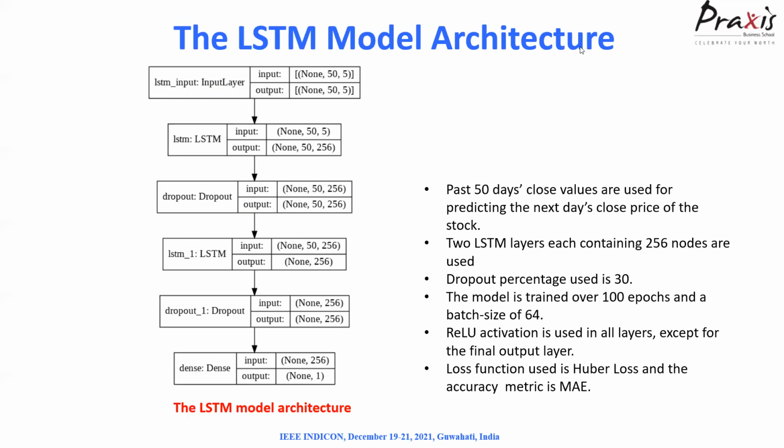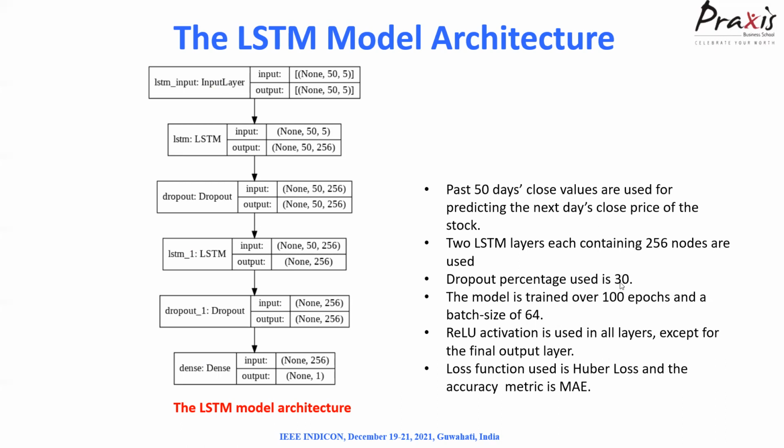You have got 50 past records that are used for predicting the next day's record. So 50 by 5, this is the input data shape. 50 values, each having 5 attributes, go into the first LSTM layer. The LSTM layer consists of 256 nodes. And after the first LSTM layer, there is a dropout layer, which is going to regularize the model with a 30% dropout rate. Then we have another LSTM layer having 256 nodes, and then another dropout layer with 30% dropout. And then finally, the dense layer, the final output layer, makes the prediction for the next day.